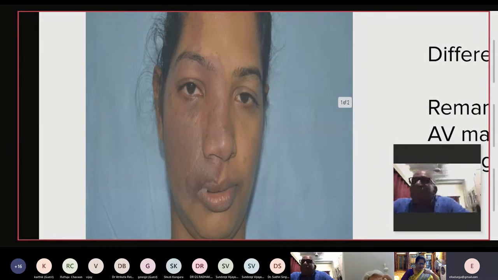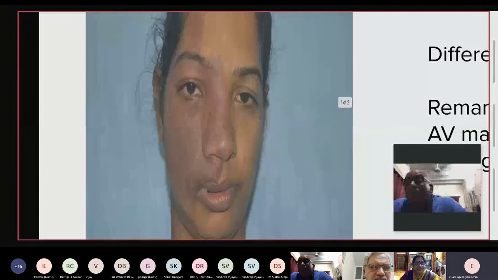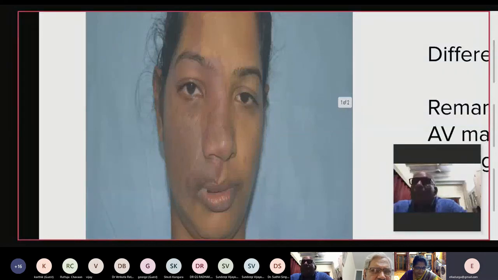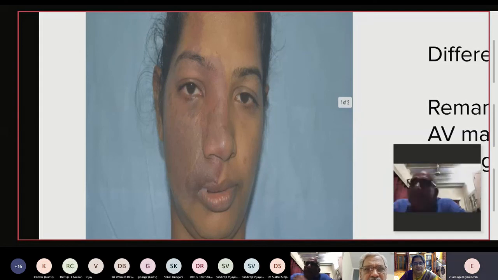In Klippel-Trenaunay, in the fingers we can see syndactyly, macrodactyly, those kinds of things, sir. Whereas in Parkes Weber, syndactyly and macrodactyly will not be there. Malformation of the fingers will be present, no problem. You go and check it. We are running short of time.